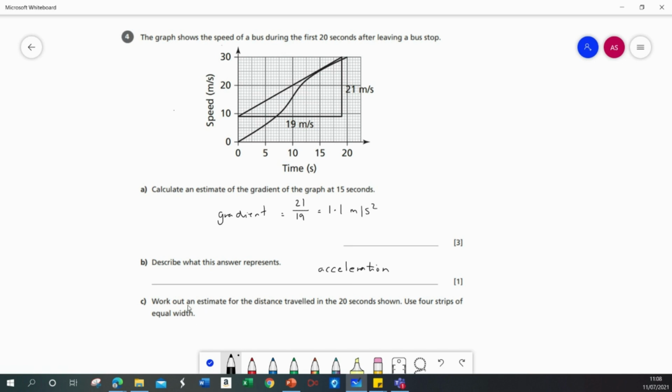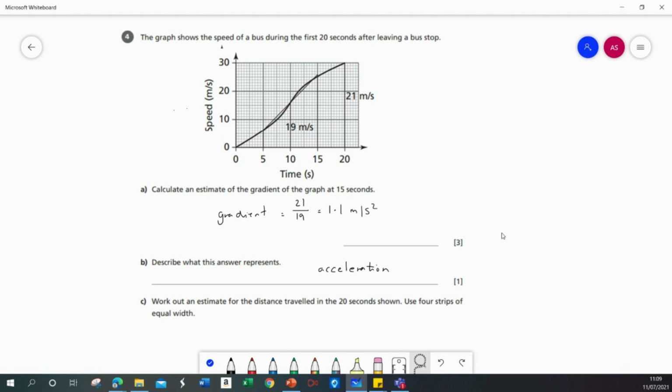Now, for the third part of the question, we need to work out an estimate for the distance travelled in the 20 seconds shown. And for this, we need to use 4 strips of equal width. So what I'm going to do, I'm going to split my graph into 4 strips. So we've got now on the diagram 4 strips of equal width.